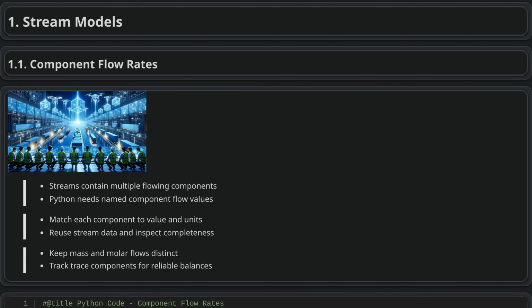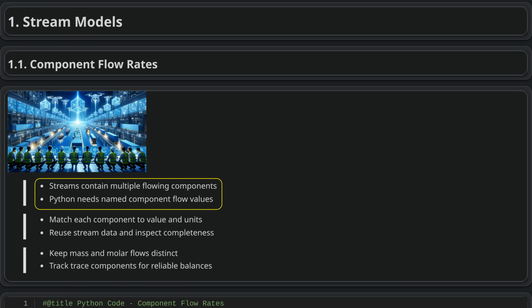Stream models, component flow rates. A process stream is a moving mixture of materials, and its total flow rate does not fully describe it. To understand and model the stream, we need the flow rate of each component, such as methane and carbon dioxide in natural gas, or water and sugar in a liquid feed.